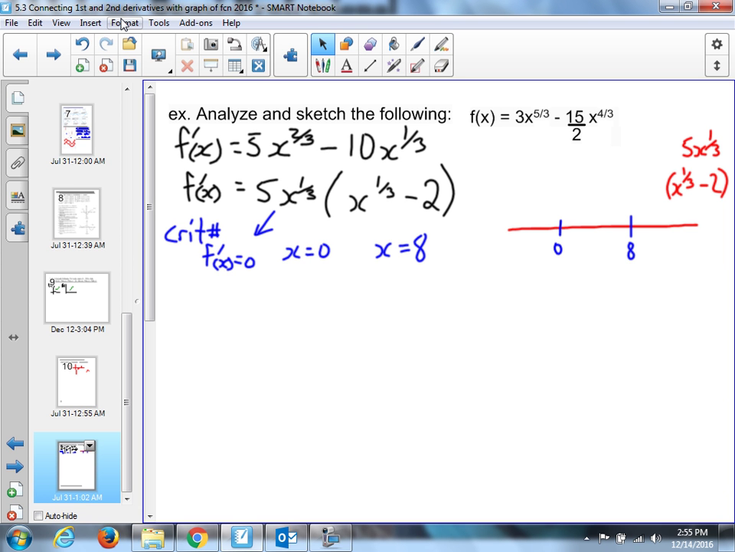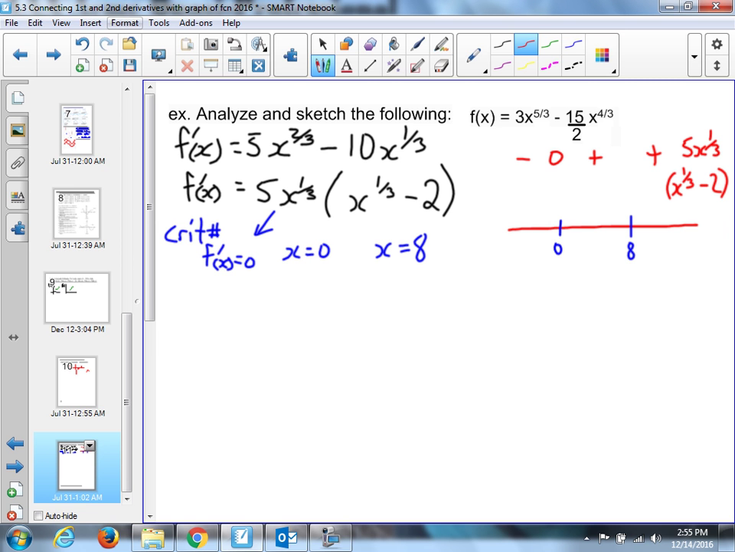5x to the 1/3 gives me a 0 at 0. If you put in anything that's to the left of 0, what do you get, positive or negative? Negatives. Cube root of -1 is -1, for example, so you get -5. The positives in this zone and this zone. Okay? And then, 8.